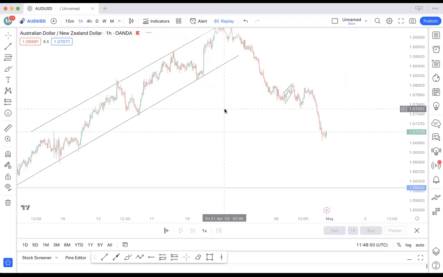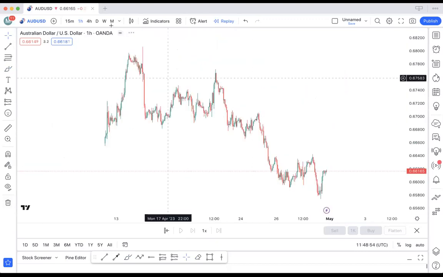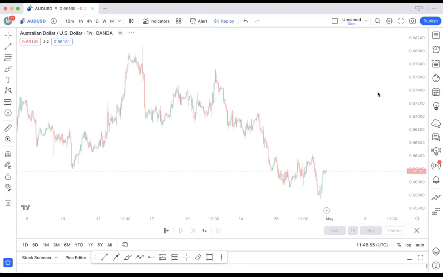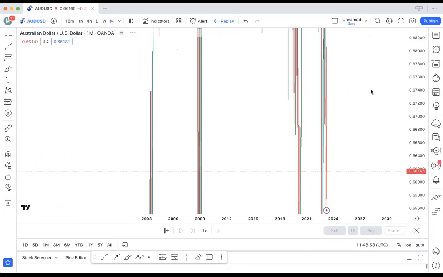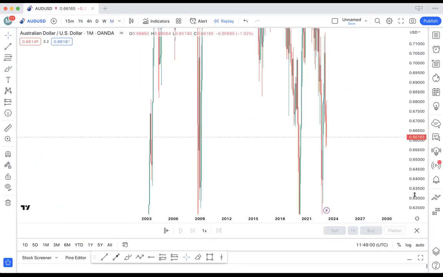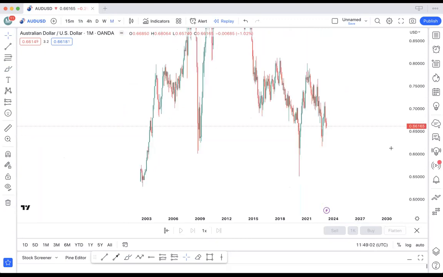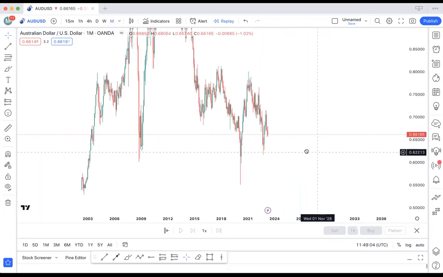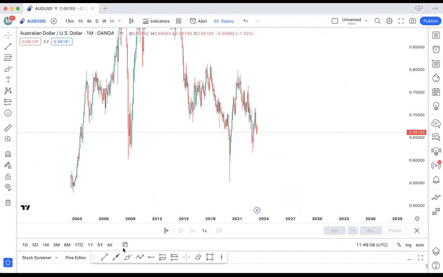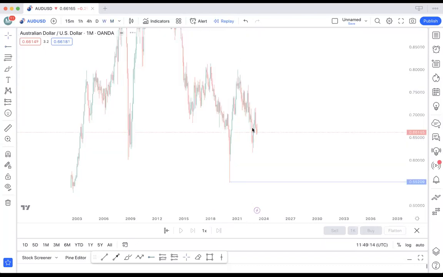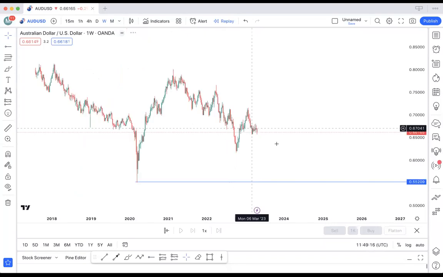Now on to our next pair, which is the Australian dollar over the US dollar. So also this one, let's jump on our weekly time frame. So as we're on our weekly time frame, what are we seeing over here? So I am seeing price forming what? So sorry, that's the monthly. So let's jump on the weekly, not the month.